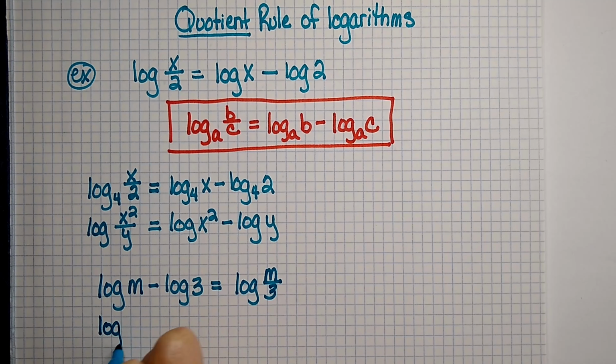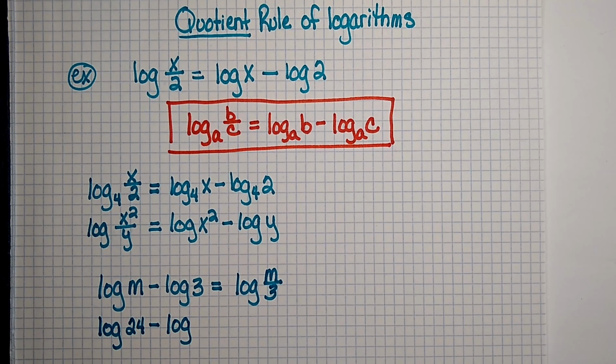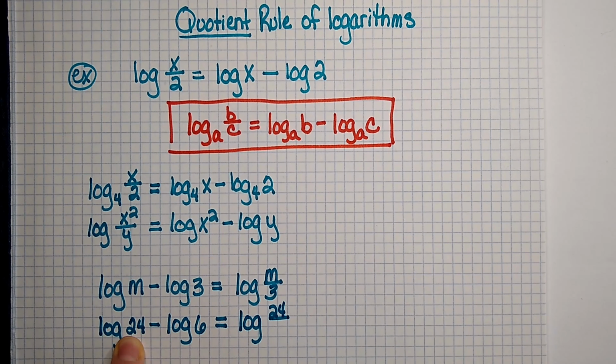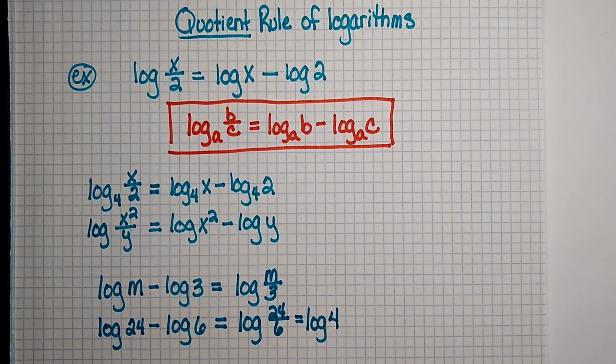Let's do another one of these. Log of 24 minus the log of 6. That is one single log. We'll put the 24 on top because that will be the numerator, over the 6. Now I'm not going to leave 24 over 6, right? Because I know 24 divided by 6 is 4. So I can actually simplify that into log of 4, and that would be my answer.